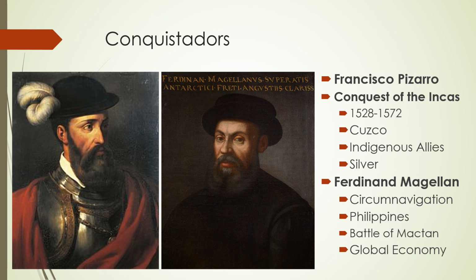In fact, the Philippines are going to be named after the Spanish king at the time. But he dies in the Philippines, but his crew continues using his charts, and they sail all the way back around Africa, back to Spain. And so Magellan's the first guy to circumnavigate the globe, but this Spanish silver allows the Spanish to access the Chinese markets.